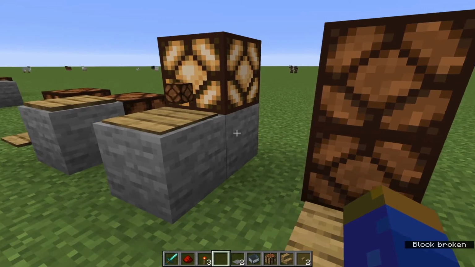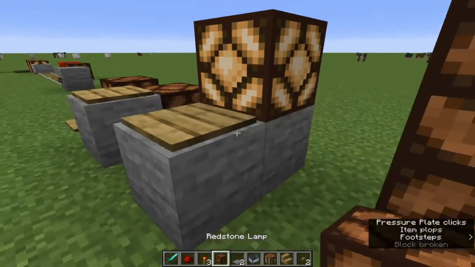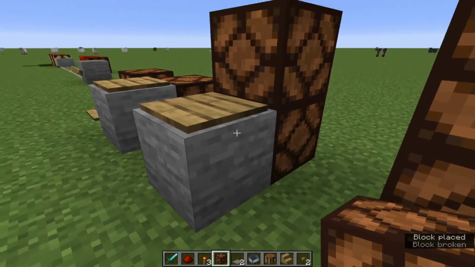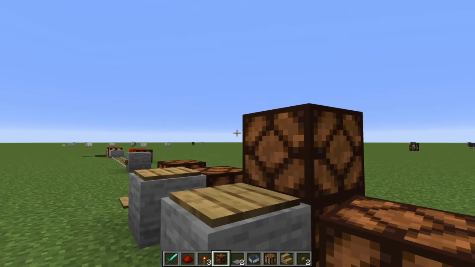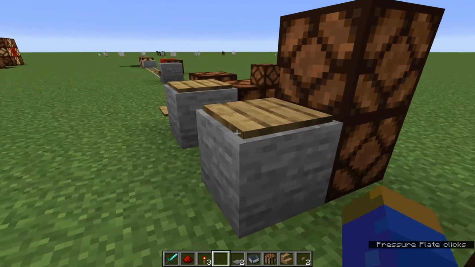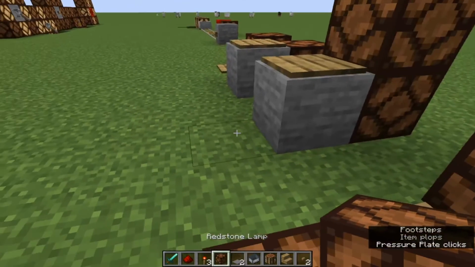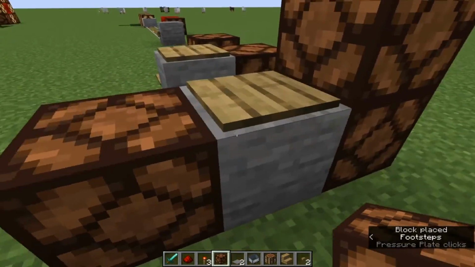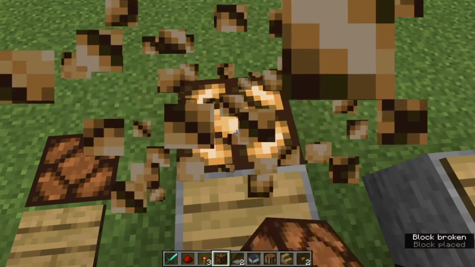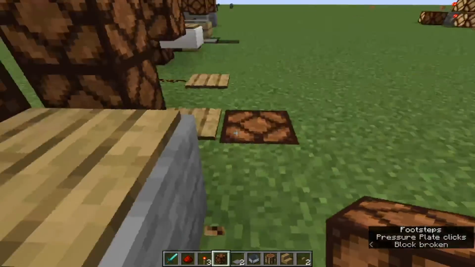Now, what would happen if I were to take this lamp and place it there? What do you think? I think it gets activated. And we would be correct. What if I place one here? Yes. And here? I think we're getting the hang of this.